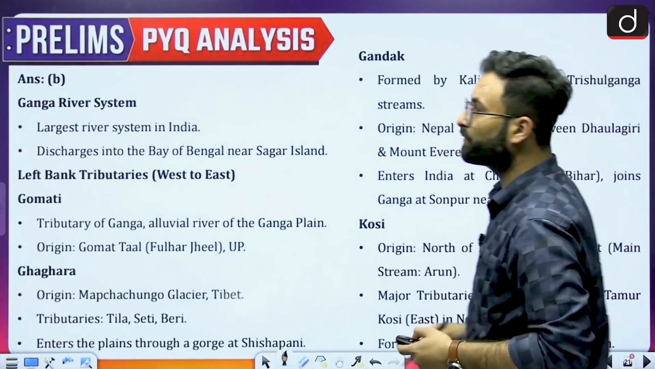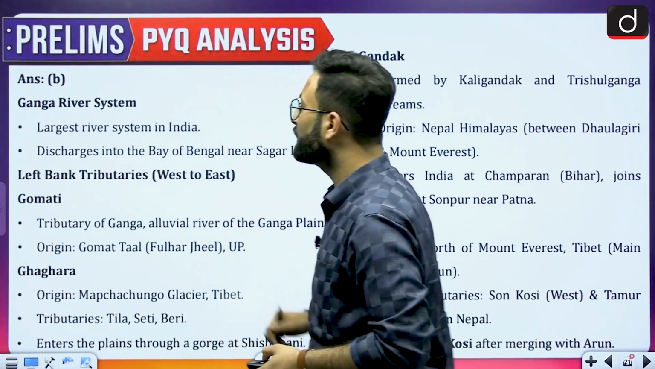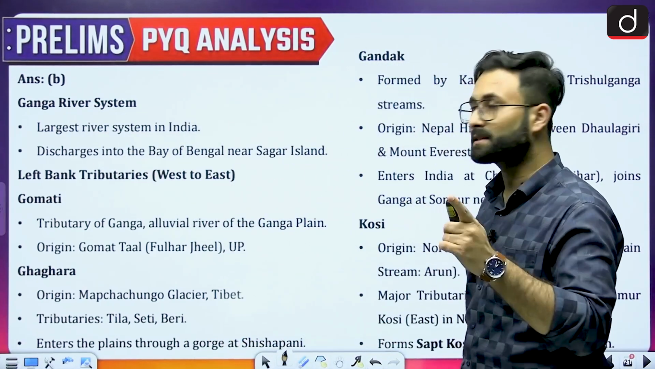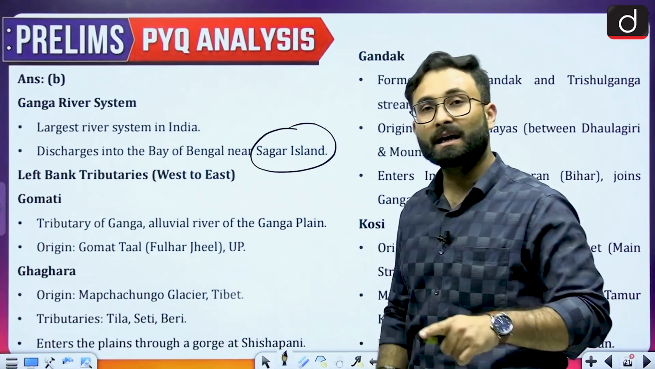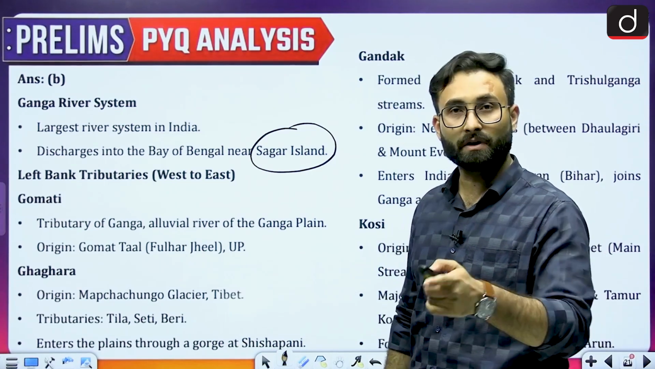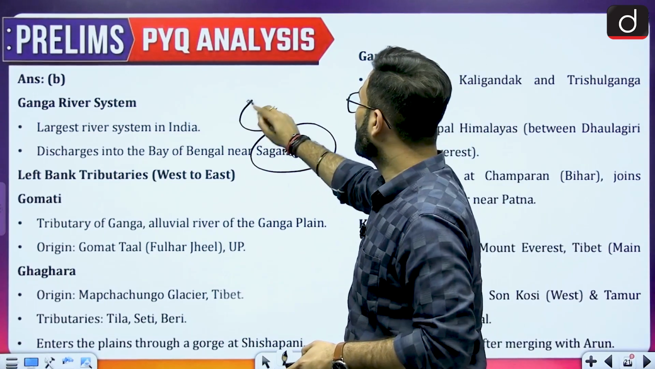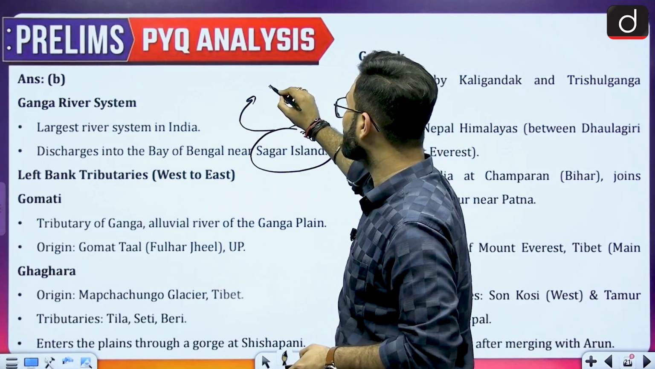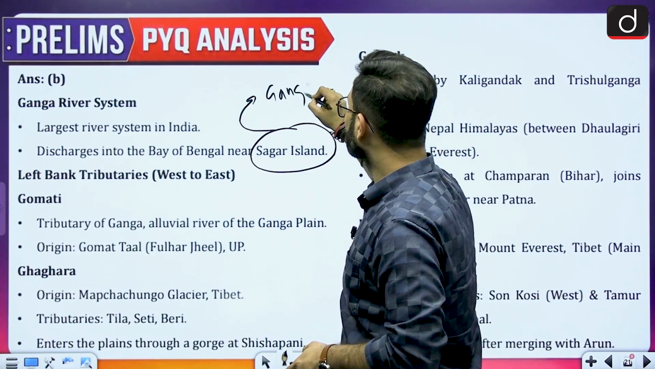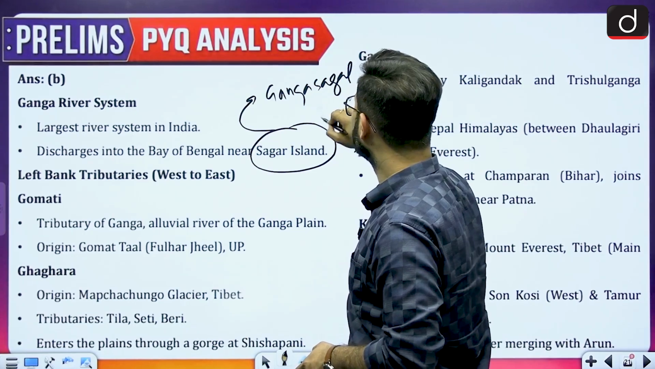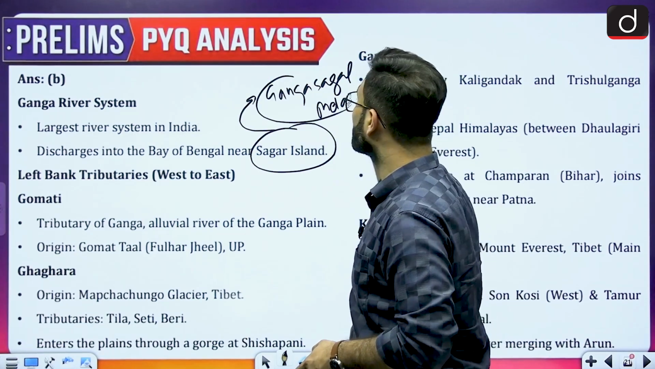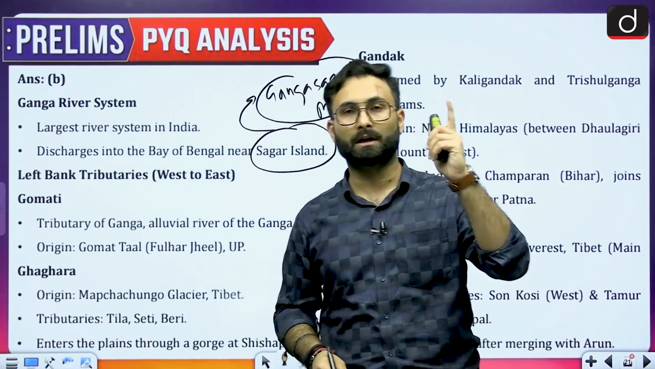If we talk about the Ganga river system, this is the largest river system in India, discharged into the Bay of Bengal near the Sagar Island. That is important. Sagar Island recently has been in news also, which is why it becomes even more important. There is one fair called the Ganga Sagar Mela, which has been mentioned by Kalidas in his book Raghuvansham.